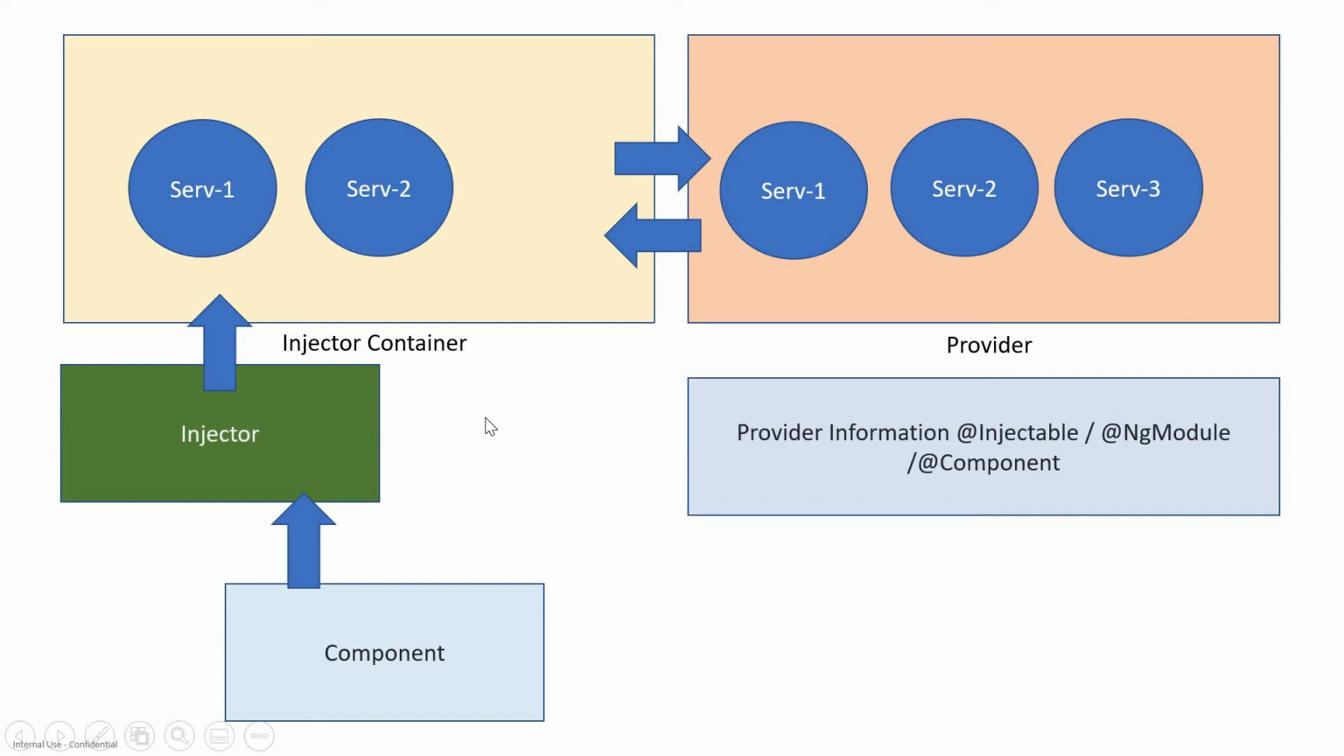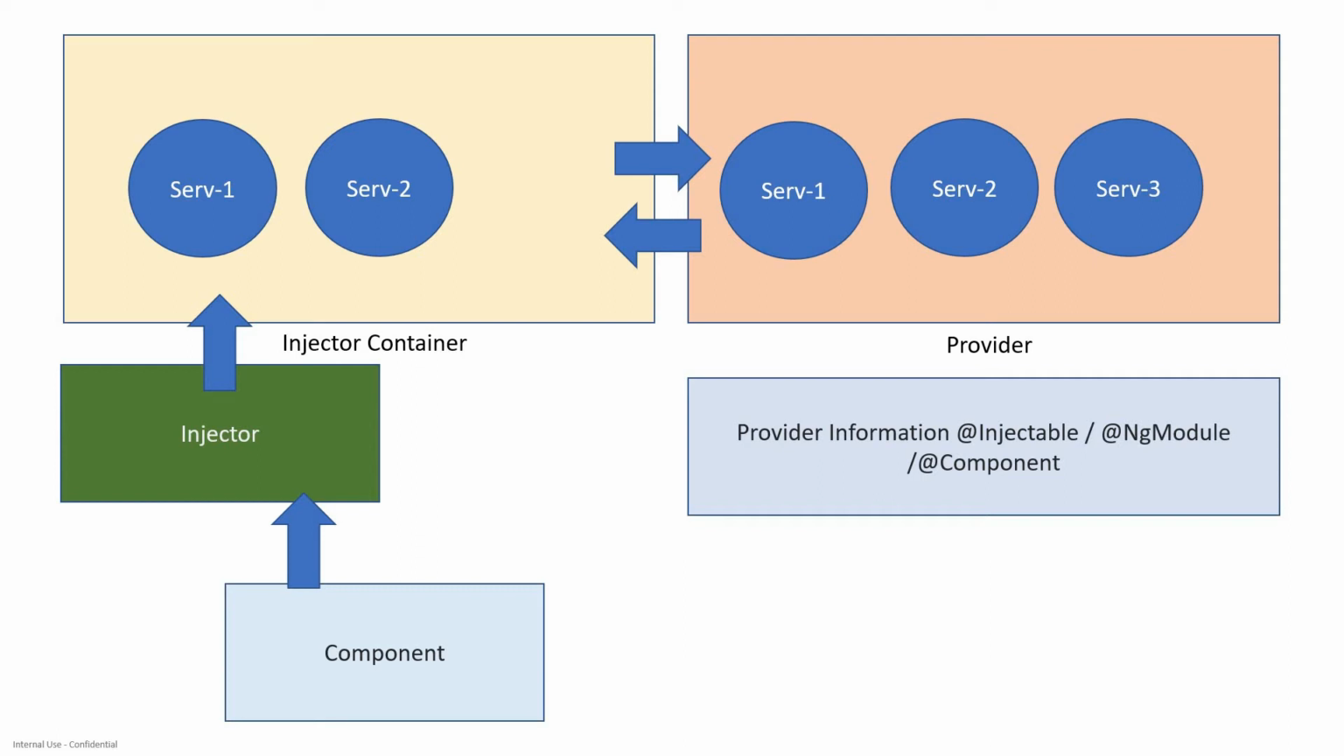So next time when another component asks for service 3, it will not go to the provider, it will take it from the injector. That is the beauty of dependency injection. You don't have to go to the provider all the time. If your service instance is available in the injector container, then you don't have to go for the provider. The injector will find the service instance and give it to the component. Then the component can utilize that particular service instance.